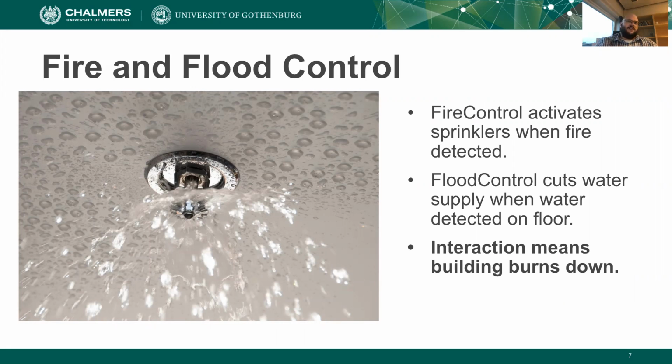And in your automation software, you also have a feature called flood control. And flood control is going to cut off the water supply when it detects water on the floor. For instance, this way, if a pipe bursts and your room's getting flooded, this home automation system can know, hey, I'm going to cut off the water if I sense too much water flooding into the room.